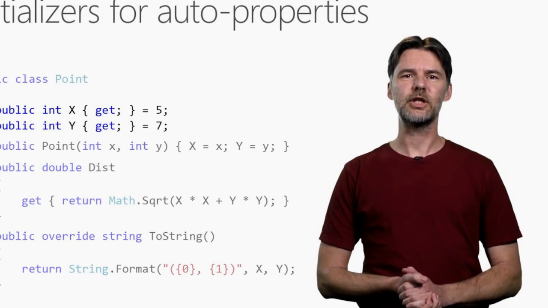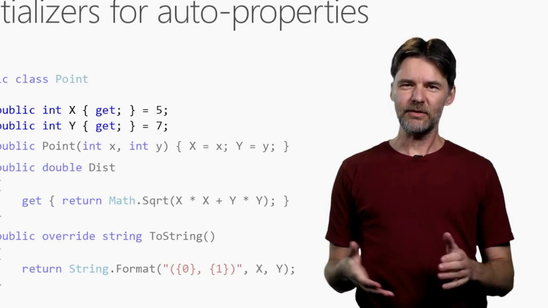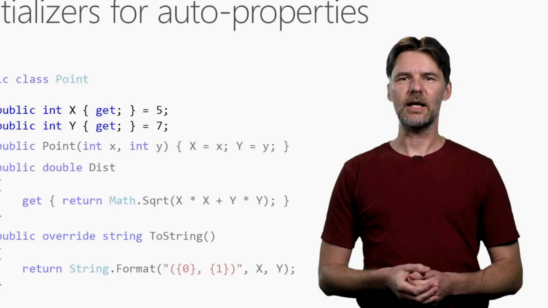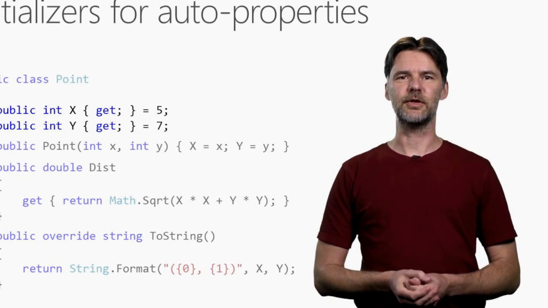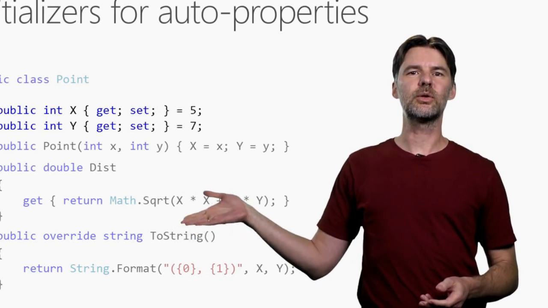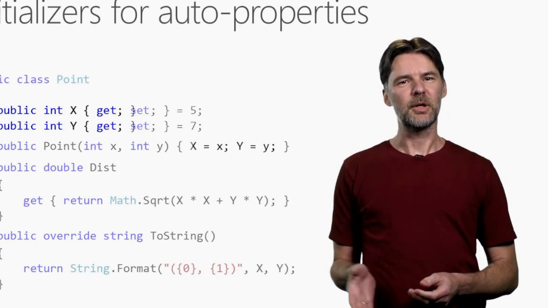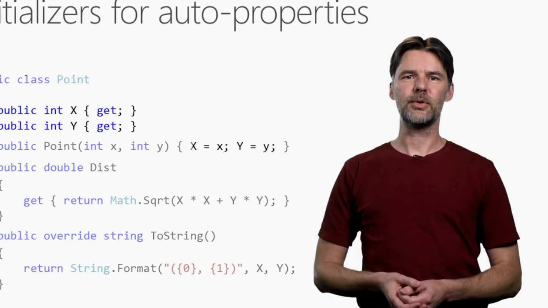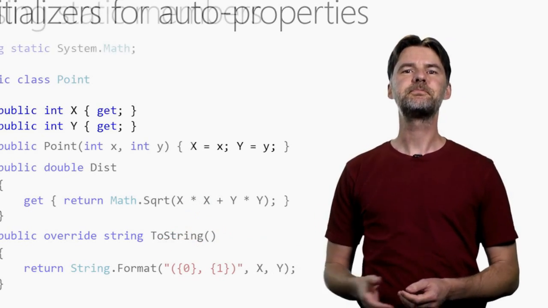You can also now initialize auto properties directly in the same way as with fields. The initializer, again, just assigns into the underlying field. Initializers work on the new getter-only auto properties as well as the good old-fashioned ones with setters. But in this example, let's stick with getter-only auto properties initialized by the constructor.